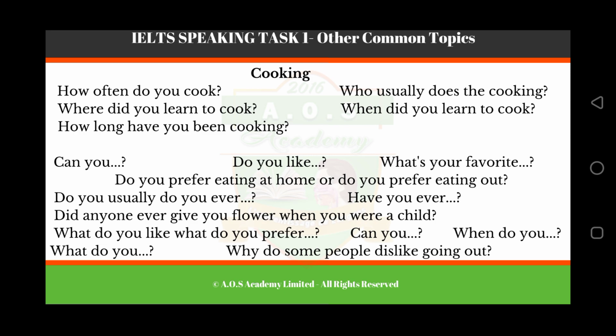So again, a question you can get in almost any topic is, did anyone ever give you flowers when you were a child? Now, it is important that you pay attention to this question because it is a clear past tense question about your childhood, and this is testing your past tense grammar. So it is very important that you listen for the tense in the question because this is a language test. So if you don't give a past tense answer, there might be a problem.